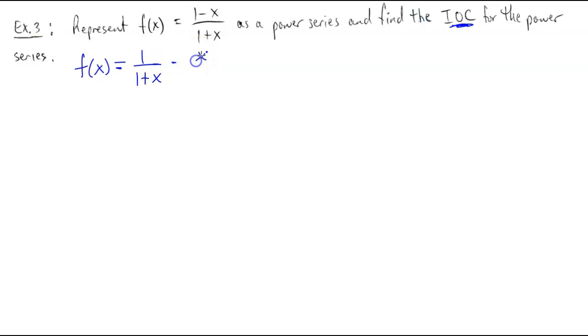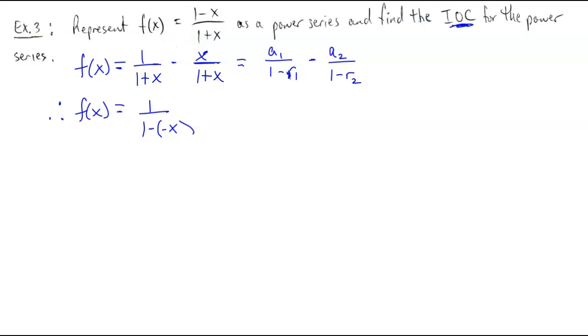Okay. And so this is good because now what we could do is rewrite this as a sub 1 over 1 minus r sub 1, minus a sub 2 over 1 minus r sub 2. And so all we have to do now is figure out what a sub 1, r sub 1, a sub 2, and r sub 2 would be. So here, if we want to get this in this form for this first one, we could have 1 over 1 minus a negative x. And that would get that in the form that we would want to have it in. And then minus, I'm going to do x times 1 over 1 minus a negative x, like that.